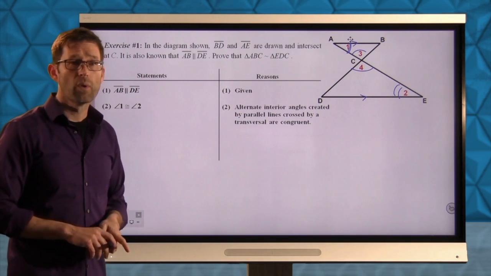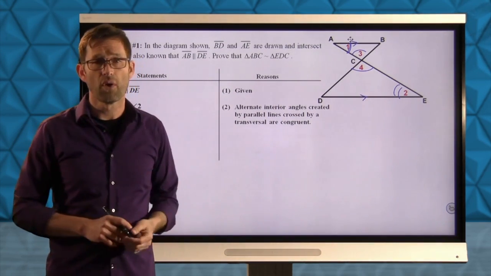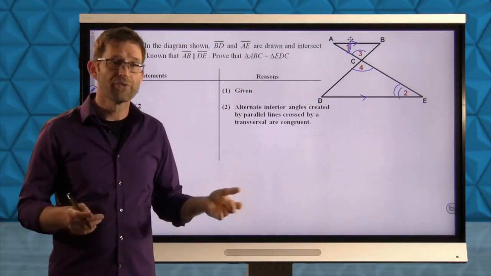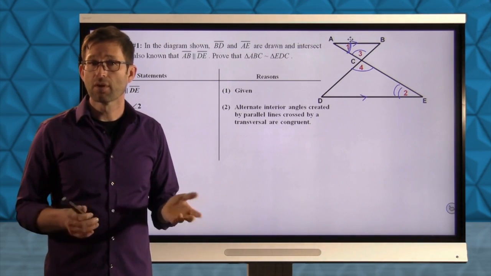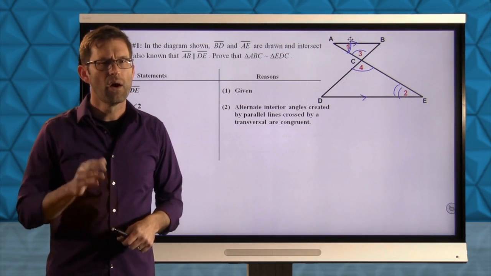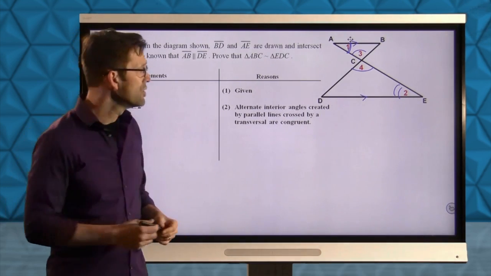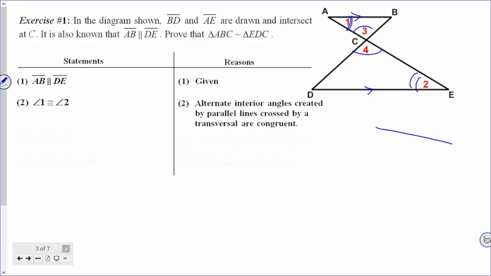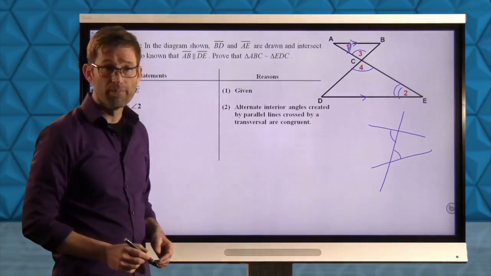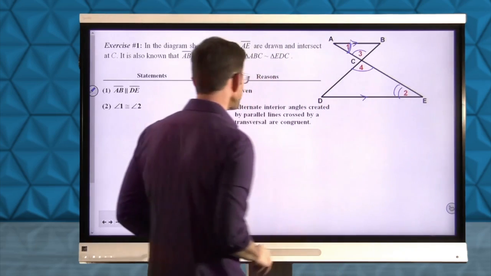Now keep in mind what you don't want to say in a situation like this. You don't want to say something like definition of alternate interior angles, or just alternate interior angles. Perhaps you could get away with just saying alternate interior angles are congruent. Better to say alternate interior angles created by parallel lines are congruent because, again, you could easily have two lines that are not parallel, and then your alternate interior angles here and here would not be equal. Okay, they wouldn't be congruent. I'm going to erase that because we don't need it.